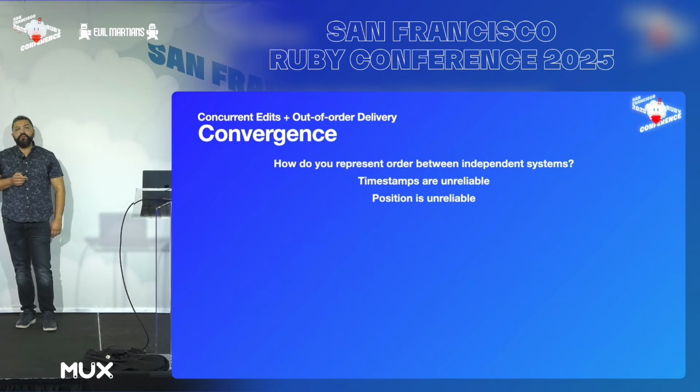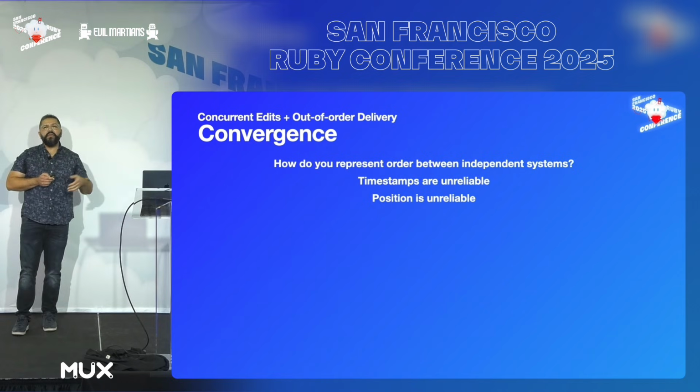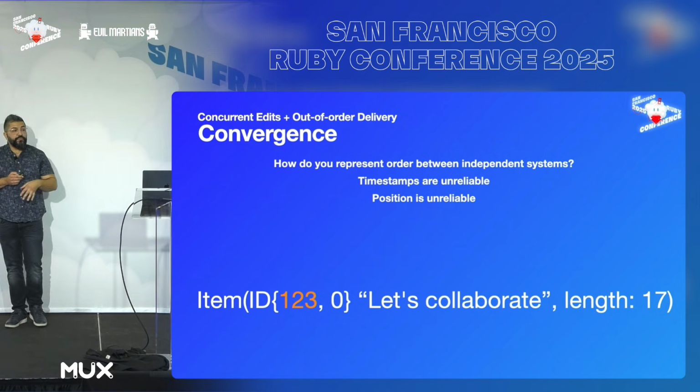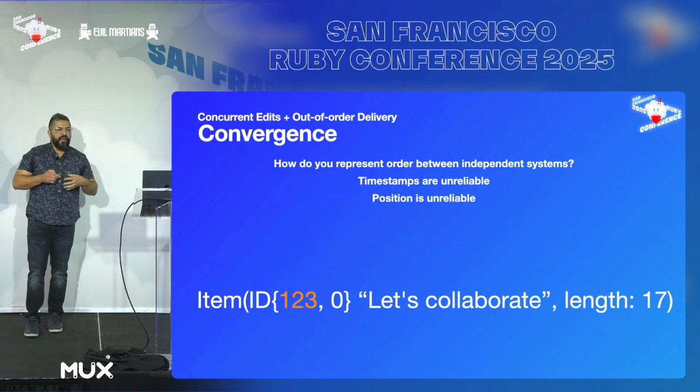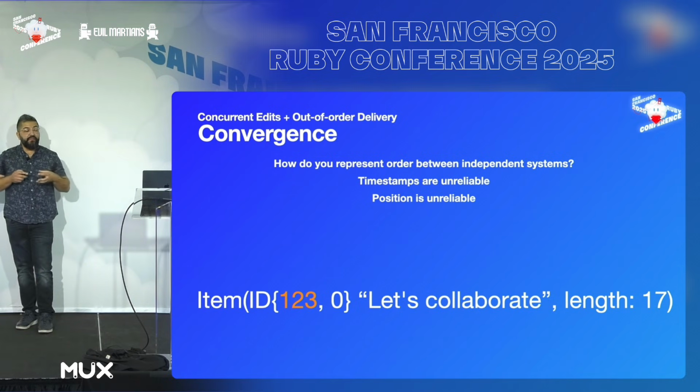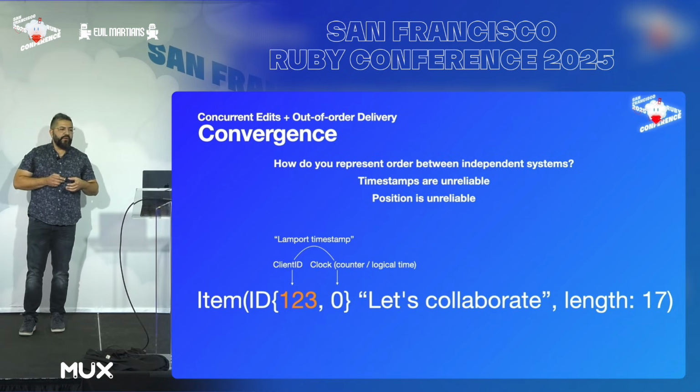Position is unreliable. If I say, I want to put in position 6, but you're coming in at the same time and putting multiple pieces of text at the beginning of the document, now my position 6 is wrong. I don't get the output that I want. And so the first part of being able to have this convergence, to figure out how to coordinate these independent systems, is the concept of an ID. And that ID consists of 2 parts.